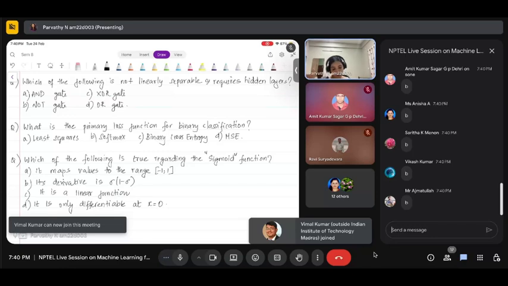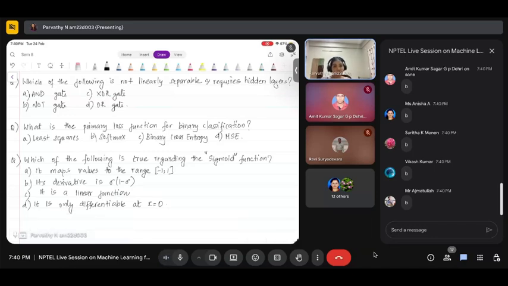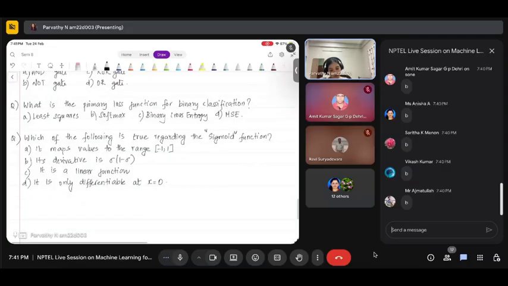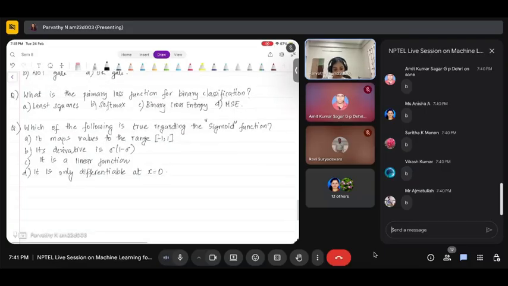So which of the following is true regarding the sigmoid function? It maps values to the range -1, 1. Its derivative is sigmoid into 1 minus sigmoid. It's not a linear function. It's only differentiable at x equal to 0, not correct.